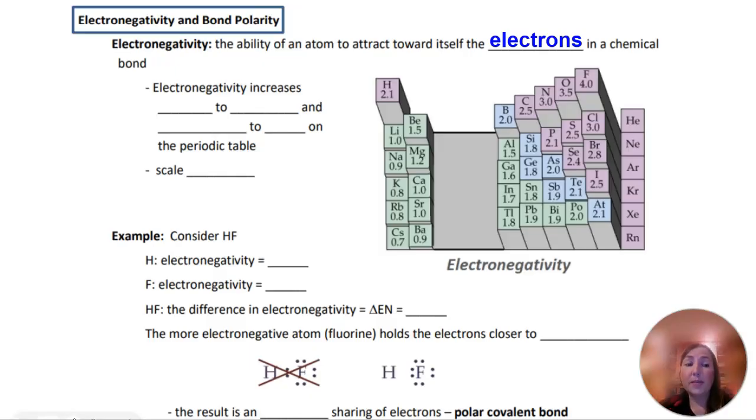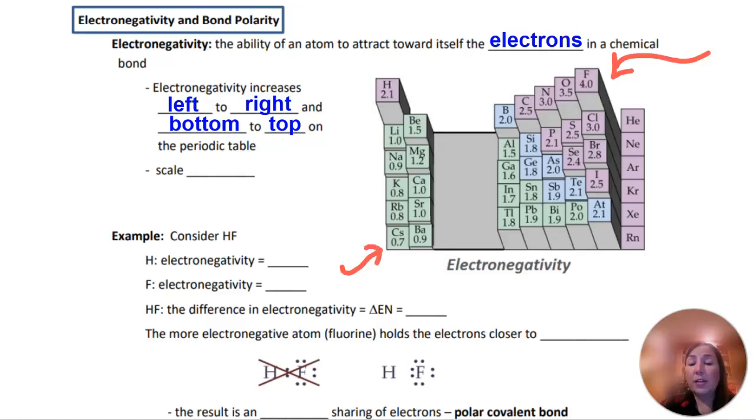in a chemical bond. Electronegativity increases going left to right across the periodic table, and then from bottom to top on the periodic table. So this means the elements in the upper right-hand corner of the periodic table are going to be the most electronegative, and the elements in the lower left-hand corner of the table are going to be the least electronegative.